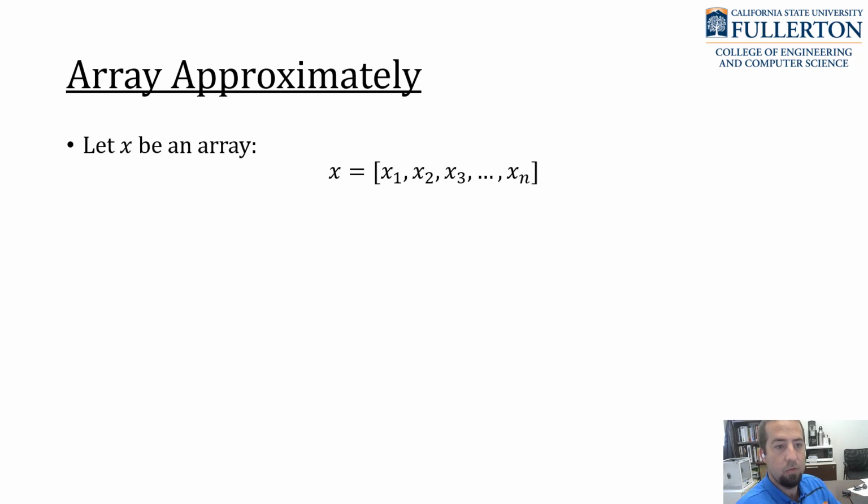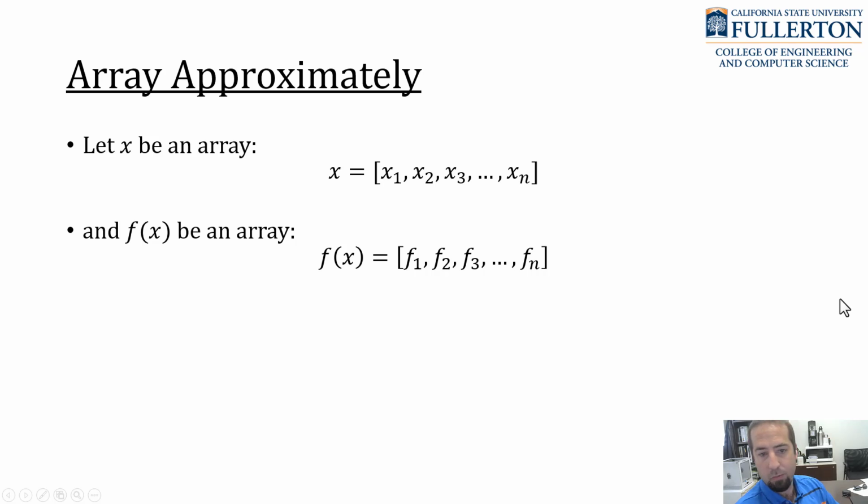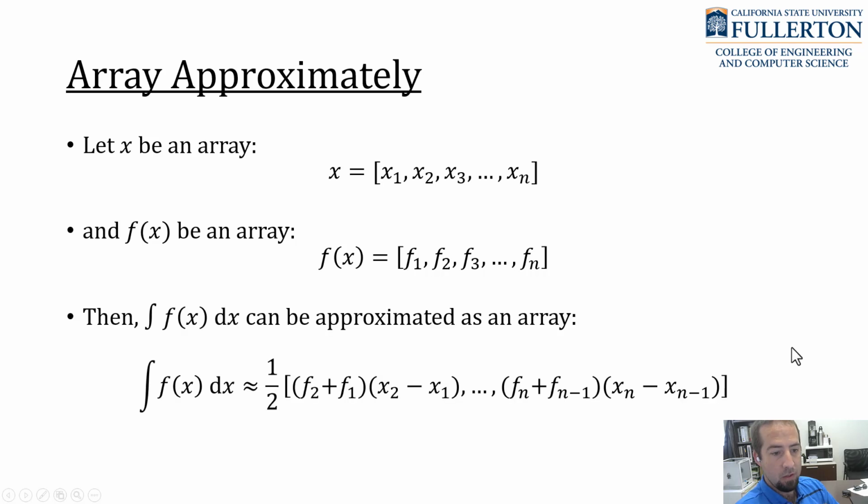Let's have x be an array of numbers from x1 to xn, and f of x will also be an array of numbers from f1 to fn. Then we can approximate the integral of f(x) dx as an array of numbers as well. Okay. Based on breaking down that series presented on the previous slide into a finite number of steps, because we have finitely long arrays.